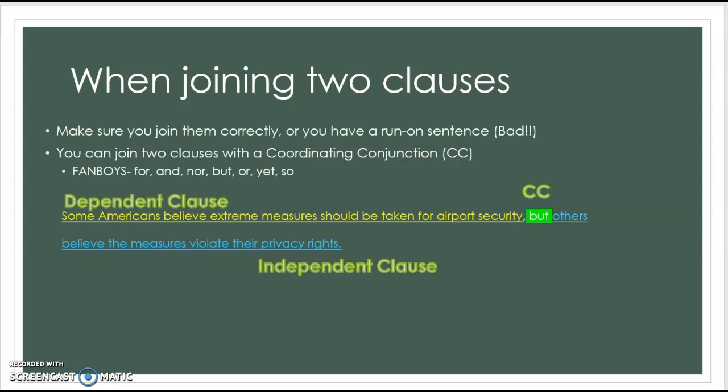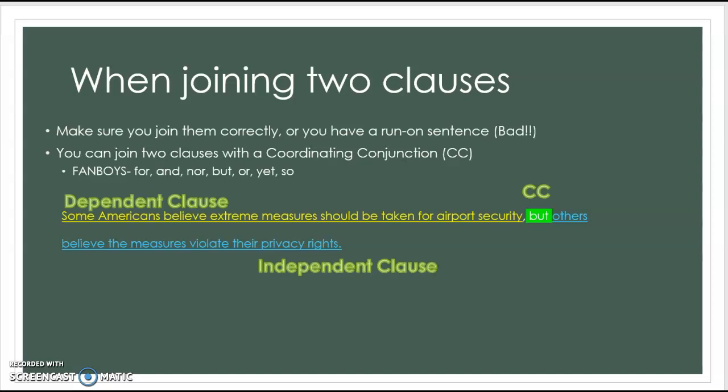You can join two clauses with what's called a coordinating conjunction, CC. And the easiest way to remember the coordinating conjunctions, you might have heard or learned it, is through FANBOYS. For, and, nor, but, or, yet, so. FANBOYS joins two clauses, like in the sentence.